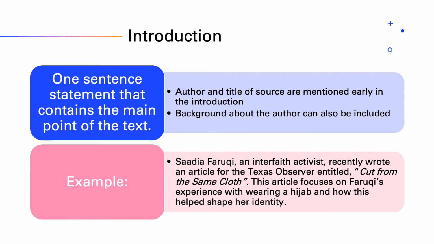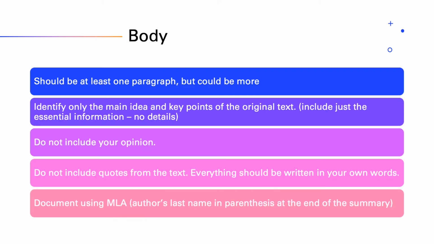So you see in that example that I mentioned the author's name. I talk about her position, the publication name, the Texas Observer, and the title of the article. And then I also give a sentence that explains what the overall main idea of this piece is. So it is about wearing a hijab and how that is shaping her identity. So that's step one. The second part is you're going to create the body of your summary.